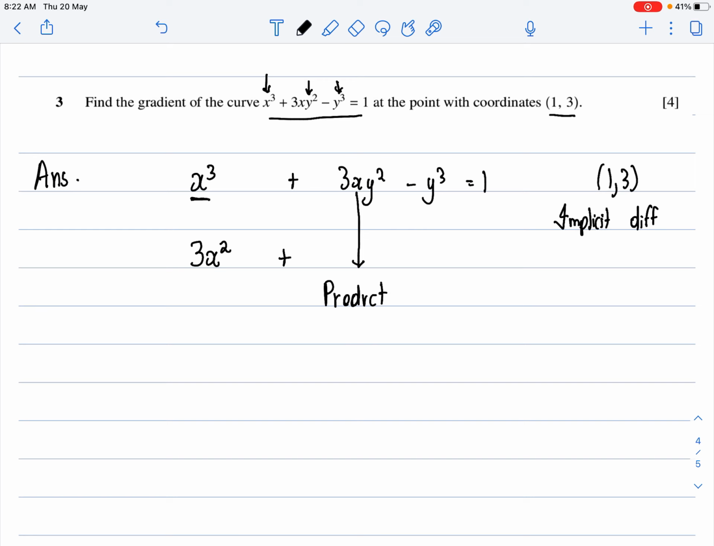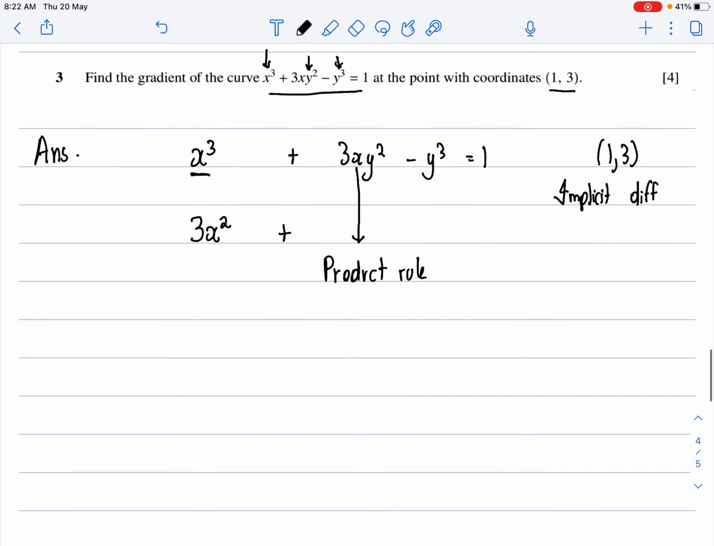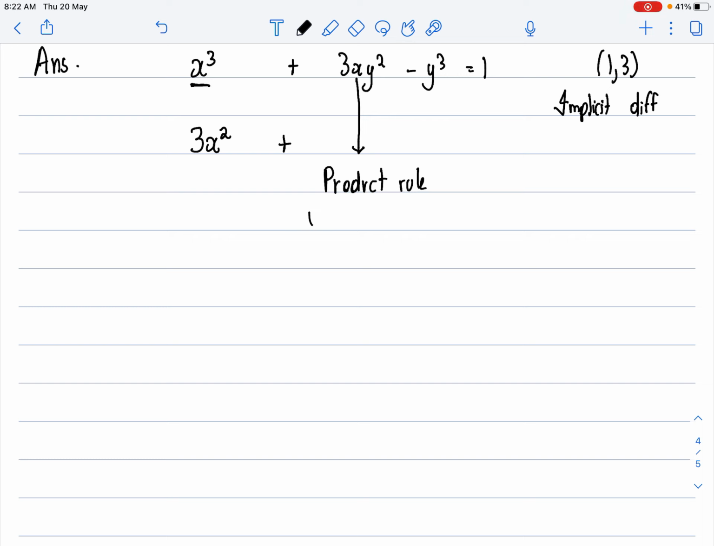Because a variable is multiplied by another variable. I take my u as 3x, and I take my v as y square, basic product rule concept. So my u dash, which is du by dx, is the differentiation of 3x, which is 3, and my v dash, the differentiation of y square, is simply 2y, and whenever we differentiate y, we need to multiply it by dy by dx. This is an important formula you need to know.